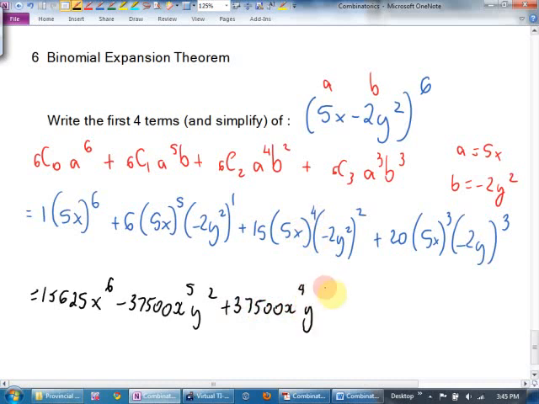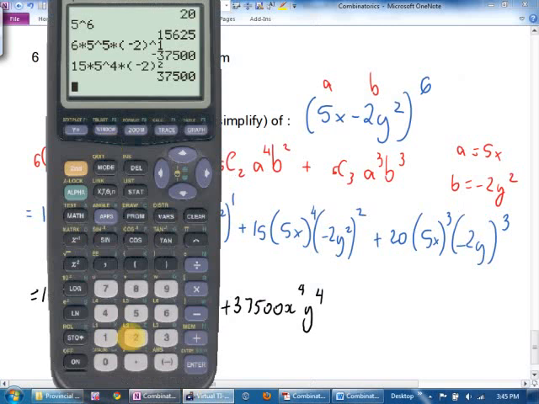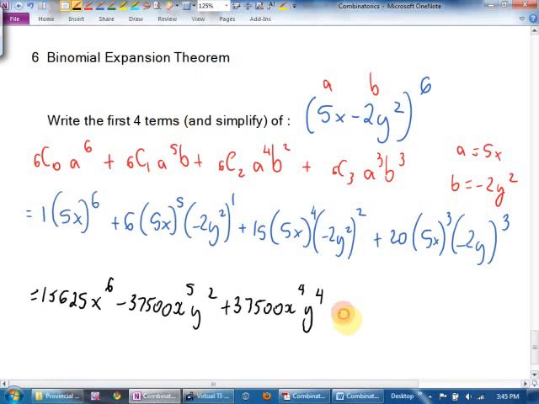The last term. By the way, can you see the last term is going to be negative because it's a negative to an odd power? The last term is going to be 20 times 5 to the 3rd times bracket, negative 2, close bracket, to the 3rd, minus 20,000, x cubed, y, oh, I missed the squared over here. Shameful, Mr. Dueck, because it is going to be y to the 6th.